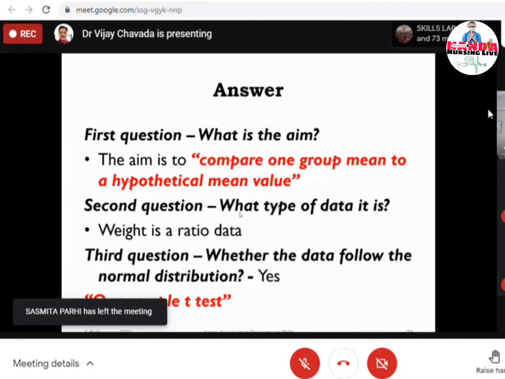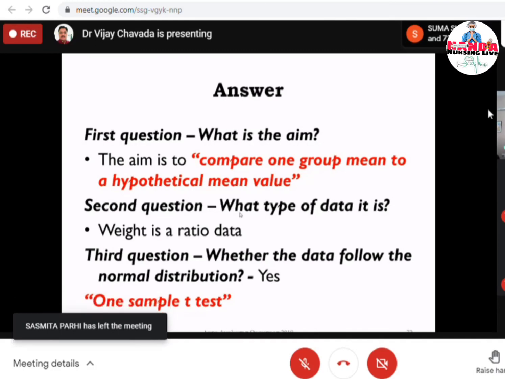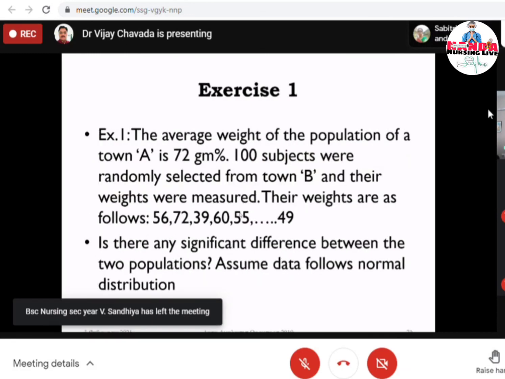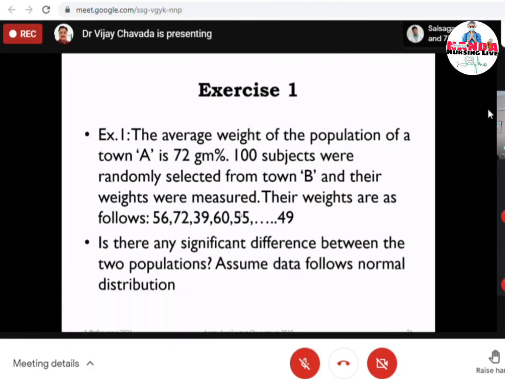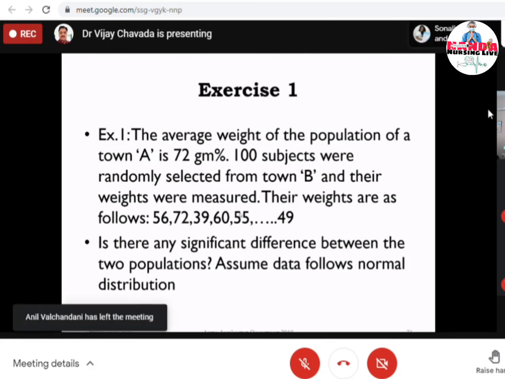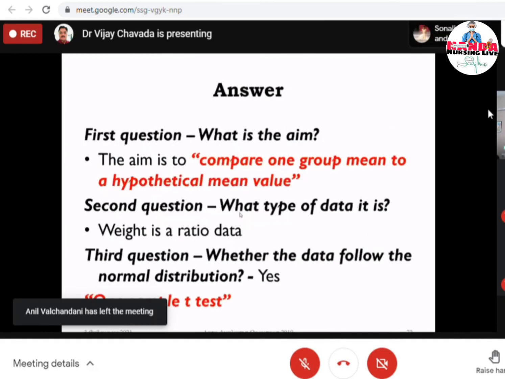You should try to understand what the aim is. The aim is to compare one group mean to a hypothetical mean. The hypothetical mean given is 72 grams. The other mean we have to calculate from the 100 sample data given. The question is what type of data it is. You have to look at what measurement they have given. It is a weight. Weight is a continuous variable. So it is a ratio type of data, not interval.